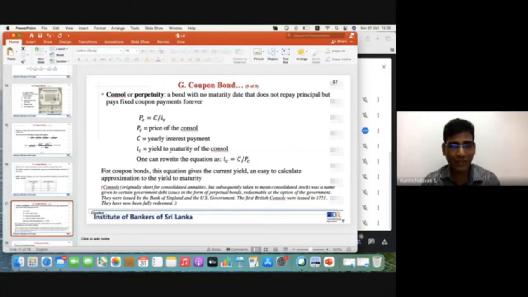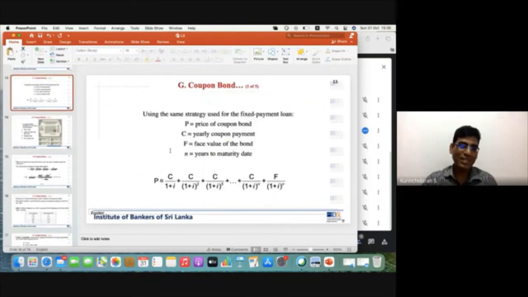In the US market, the coupon bond with no maturity is called a consol. Here we don't have consols. You can think of it as shares, entity shares. Nothing to confuse. Just keep as we discussed earlier, right?